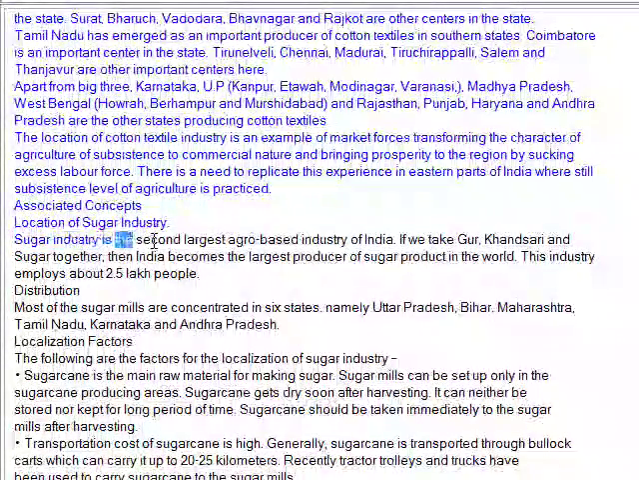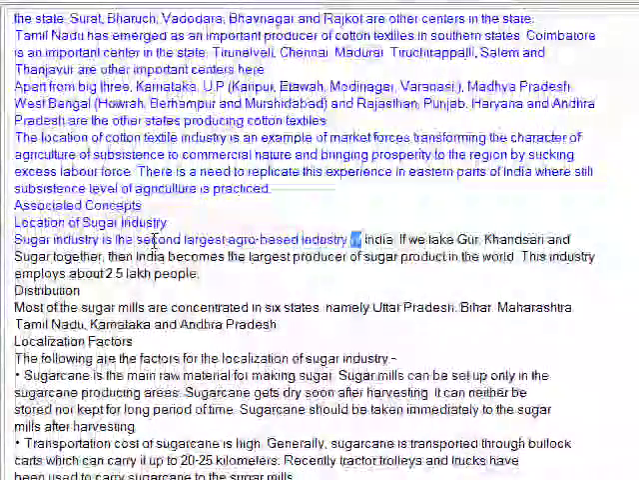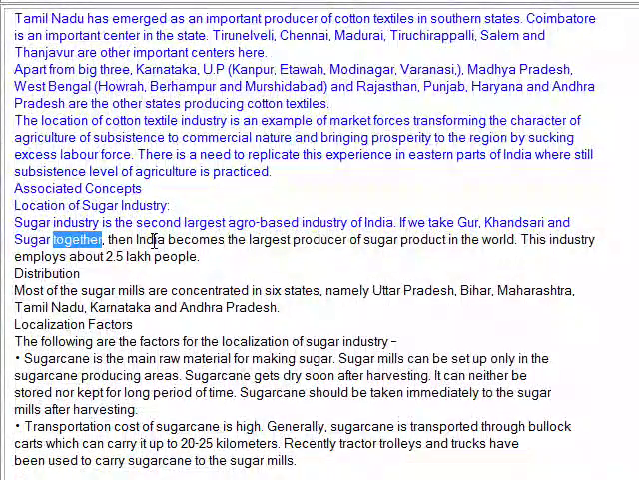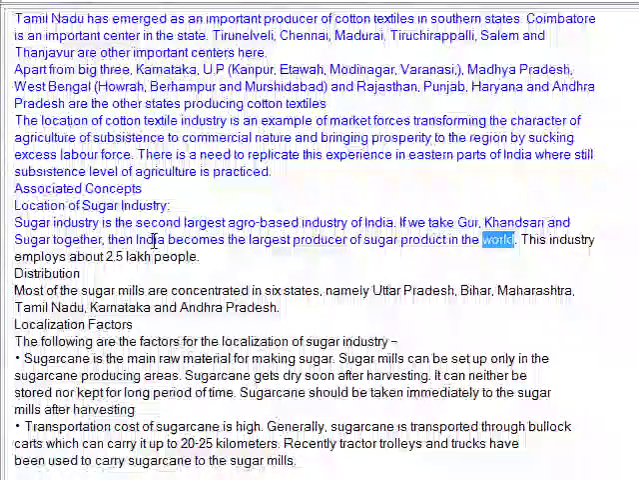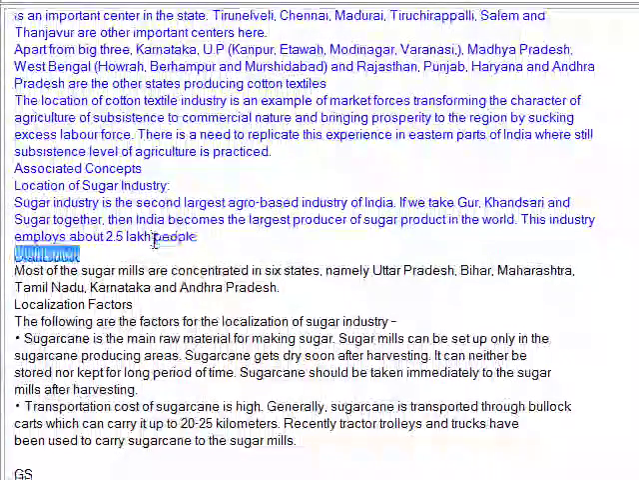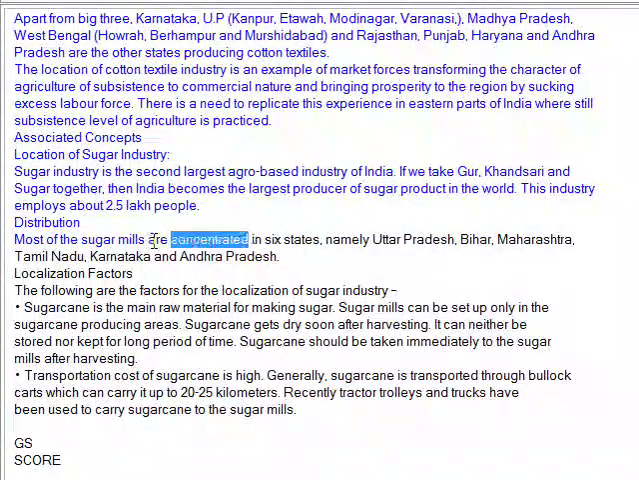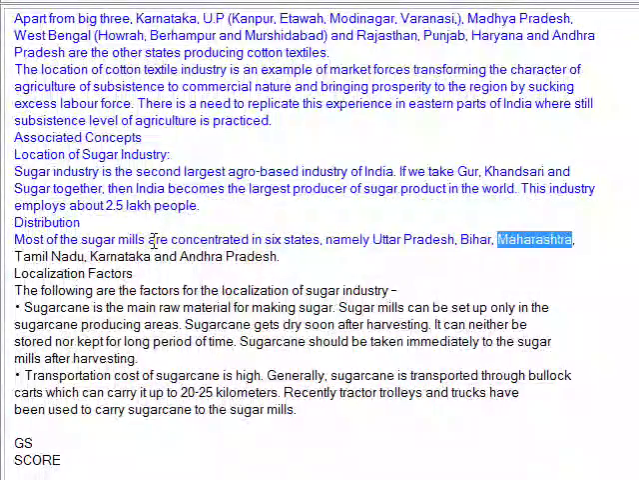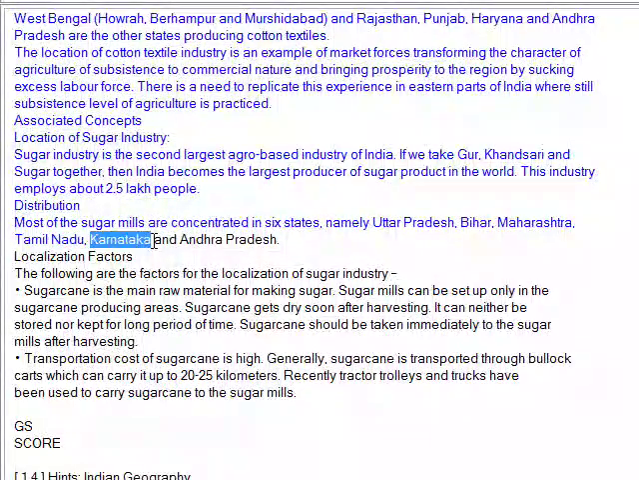Sugar industry is the second largest agro-based industry of India. If we take khandsari and sugar together, then India becomes the largest producer of sugar products in the world. This industry employs about 2.5 lakh people. Distribution: most of the sugar mills are concentrated in six states, namely Uttar Pradesh, Bihar, Maharashtra, Tamil Nadu, Karnataka and Andhra Pradesh.